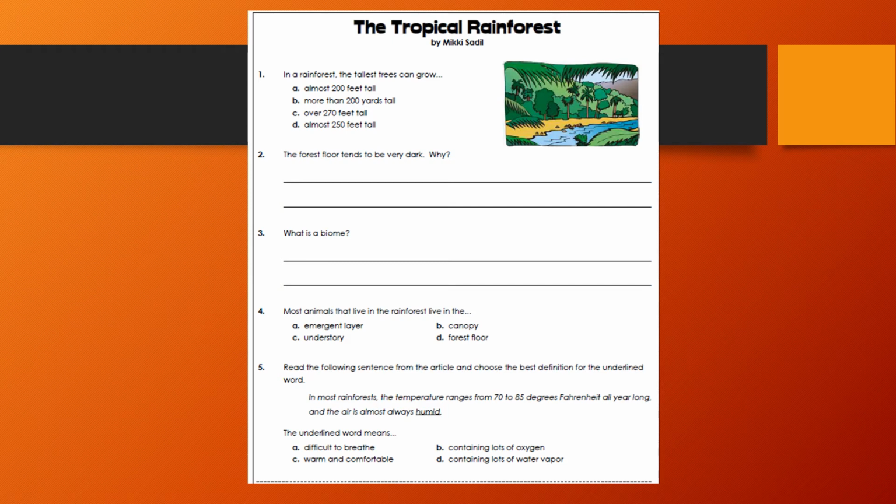4. Most animals that live in the rainforest live in the A. Emergent layer, B. Canopy, C. Understory, D. Forest floor. Question number 5. Read the following sentence from the article and choose the best definition for the underlined word. In most rainforests, the temperature ranges from 70 to 85 degrees Fahrenheit all year long, and the air is almost always humid. The underlined word means A. Difficult to breathe, B. Containing lots of oxygen, C. Warm and comfortable, D. Containing lots of water vapor.